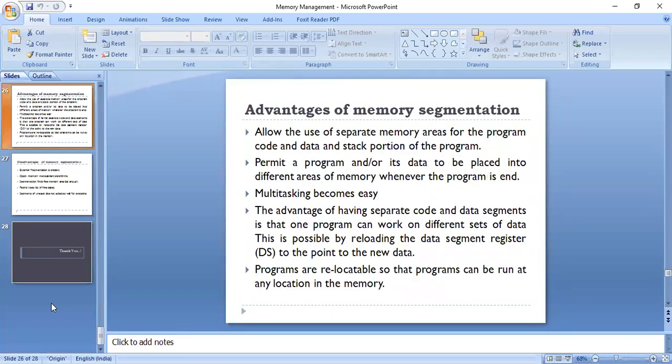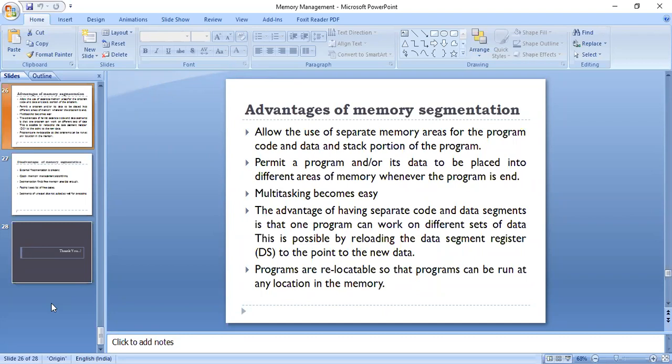Apart from that, we have certain advantages of memory segmentation. Let's discuss the various advantages that are held by the memory management scheme of segmentation. It basically allows the use of separate memory areas for the program code, data and stack portions of the program. So different protections for different segments can also be provided here.